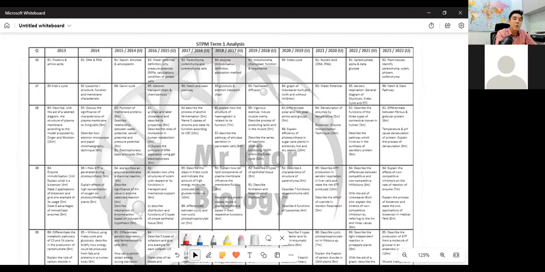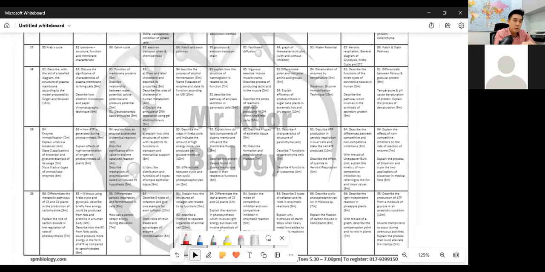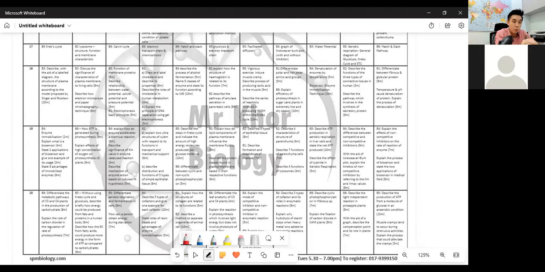From year to year, the things they repeat is very little. Have a look. For example, last year, 2023, they asked non-competitive inhibitor, which came out in 2022. Guys, I tell you straight, this was the only thing they repeated. Very minimum. When I talk about repeat questions, I'm not talking about the past 5 years, I'm just talking about the past year.